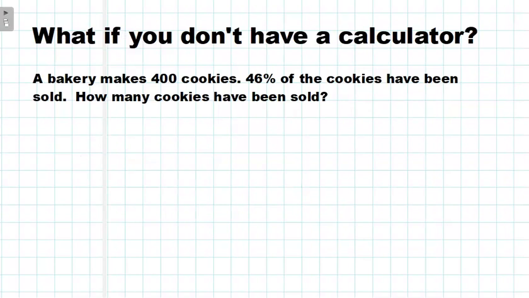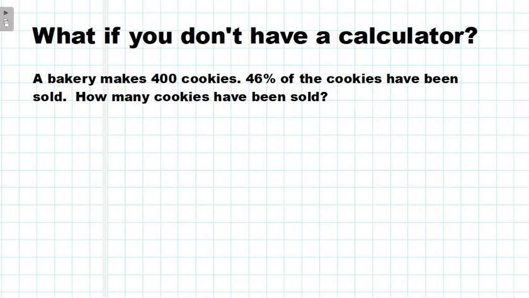However, what if you don't have a calculator? What if you're presented with a percentage question and it's actually on the non-calculator part of your exam? A question like that might be phrased in this way. A bakery makes 400 cookies. 46% of the cookies have been sold. How many cookies have been sold?